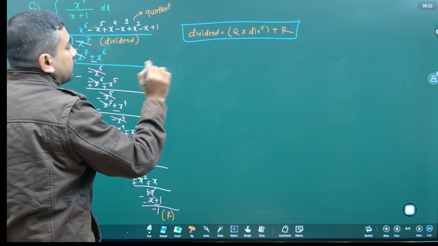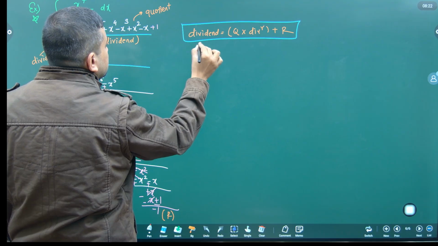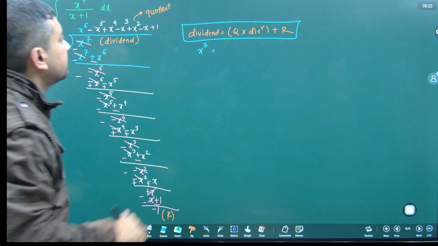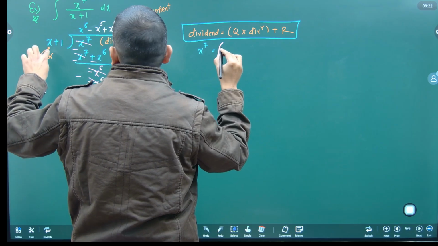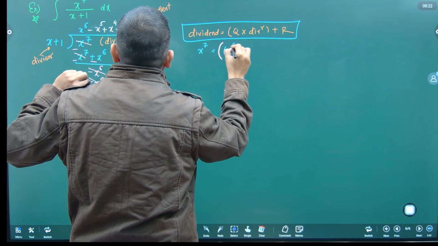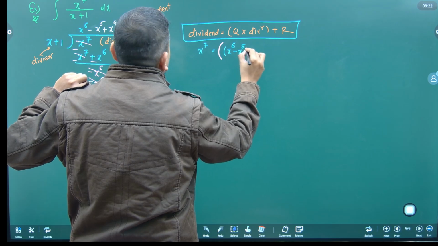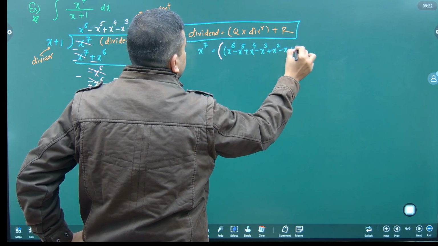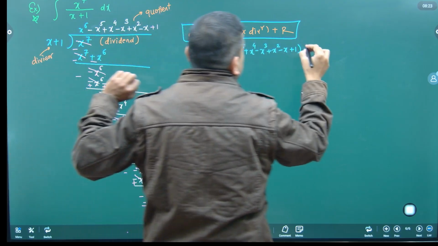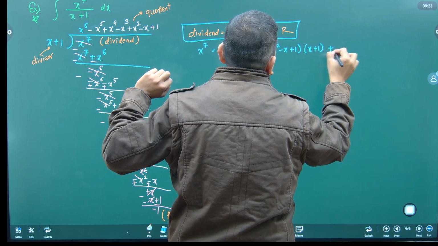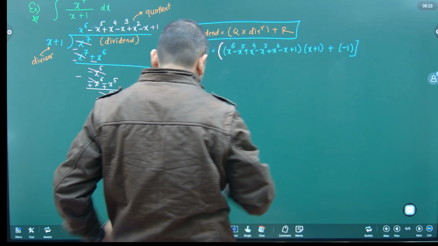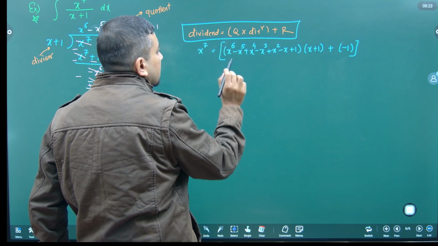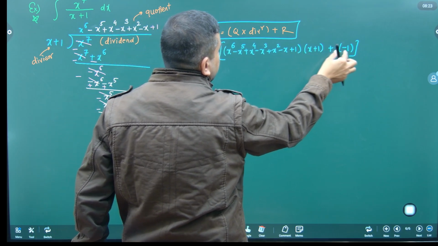What we need to find out? See, what is the dividend? Dividend is x to the power 7. So, this x to the power 7 you can replace with quotient into divisor plus remainder. What is the quotient? Quotient is x to the power 6 minus x to the power 5 plus x to the power 4 minus x cube plus x square minus x plus 1. This is the quotient. Quotient into divisor. What is the divisor? Divisor is x plus 1, plus remainder minus 1. Is this correct or not? This is quotient into divisor plus remainder.